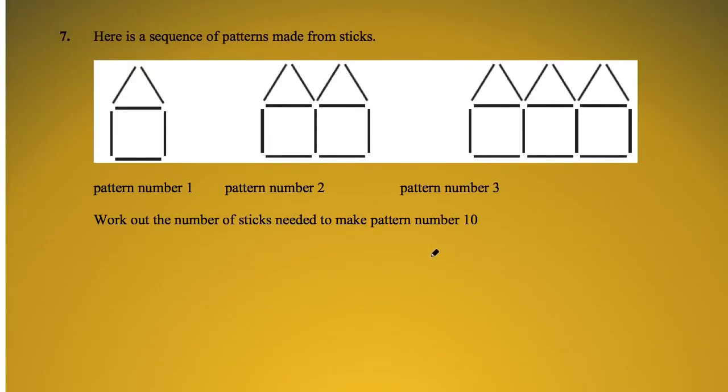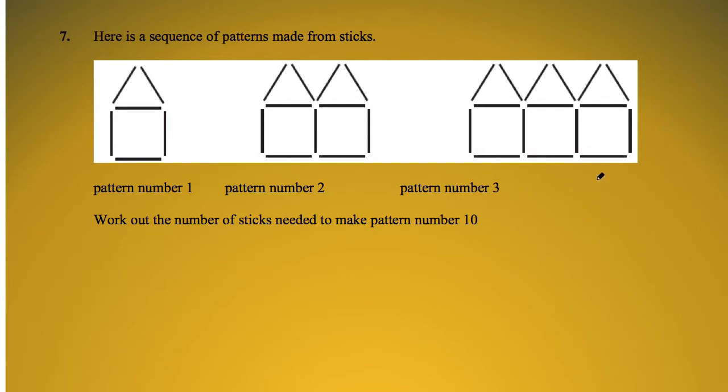Question 7. Here is a sequence of patterns made from sticks. So we've got these 4 sticks on the base with 2 on the roof. And then we see in the second pattern, we've got the 4 sticks base with 2 on the roof. And then added to that are an extra 3 sticks for the base and an extra 2 for the roof.